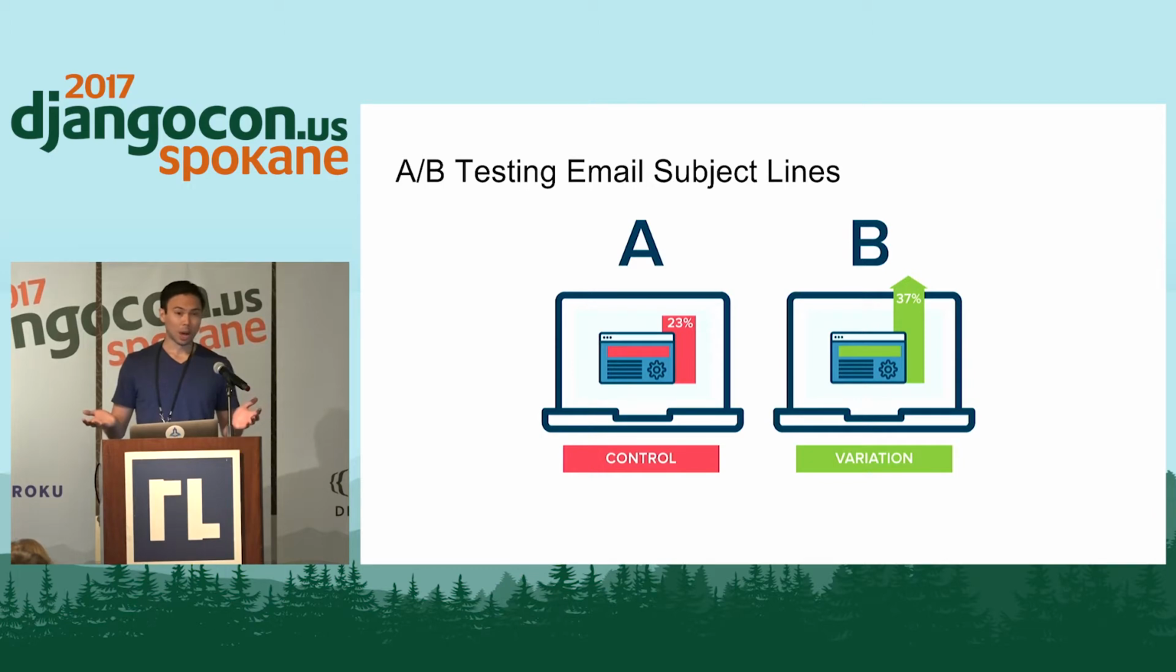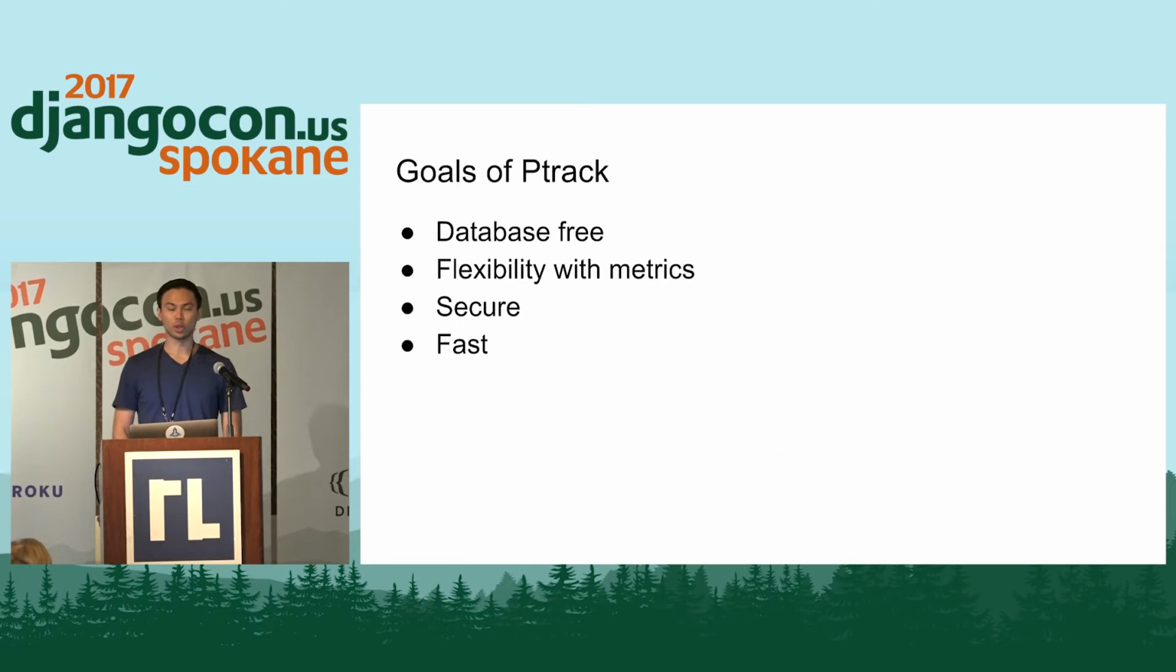So then if you have your own tracking pixels, you could do A/B testing. So I could try one subject line versus another subject line, split it among my users, see who's opening more of those emails. With the goals of ptrack, I looked at various different ways people are doing tracking pixels, and tried to do it the Django way with the best of those ideas.